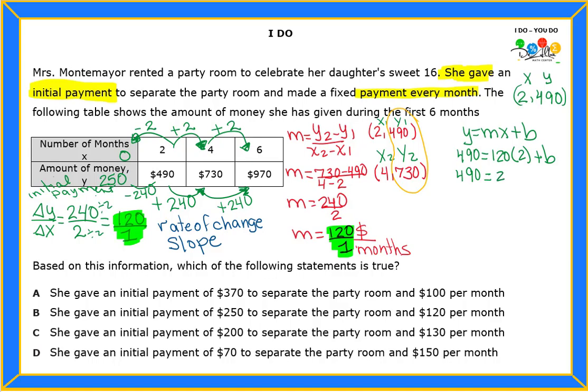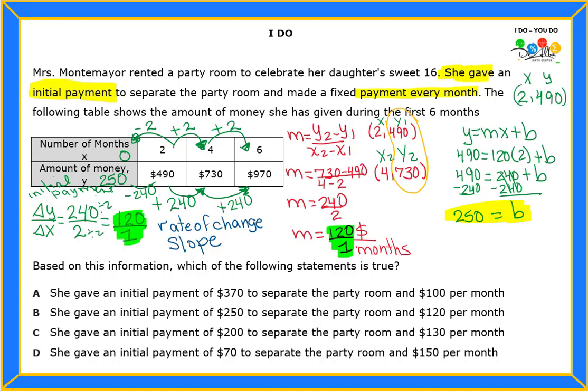Let's continue my equation. 120 times 2 gives me 240 plus b. I need to get rid of the 240, so I'm going to take away 240 on both sides. And the 240 will cancel each other. And 490 minus 240 gives me 250. So what does the 250 represent? 250 is the initial payment. Exactly. That's how much money Mrs. Montemayor is going to give to save the party room.